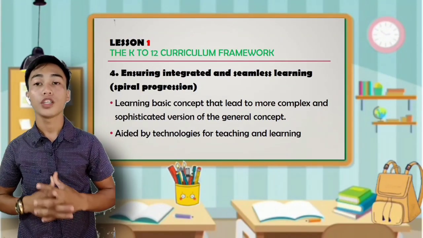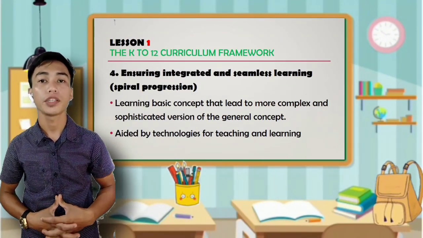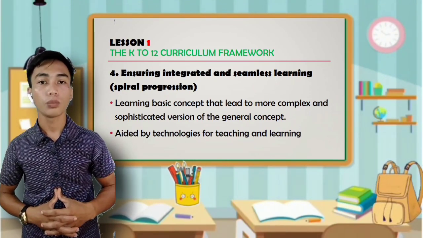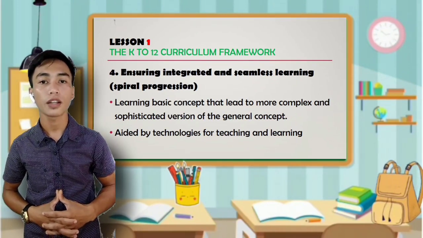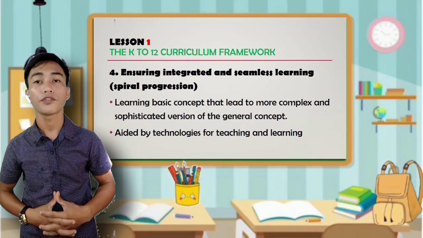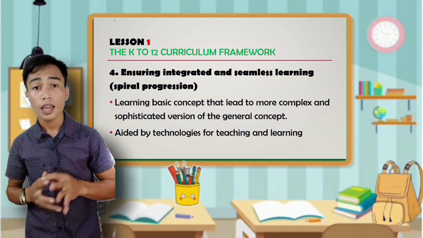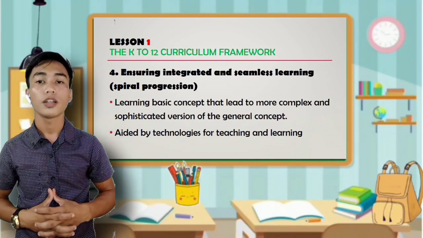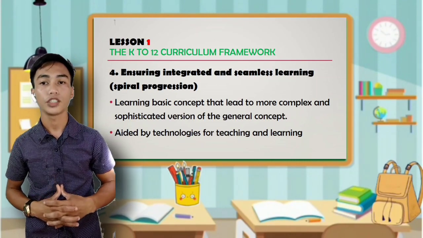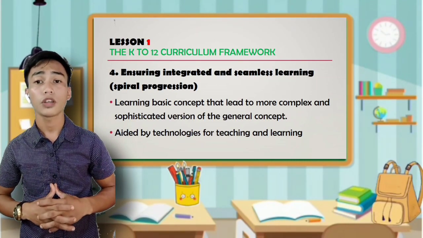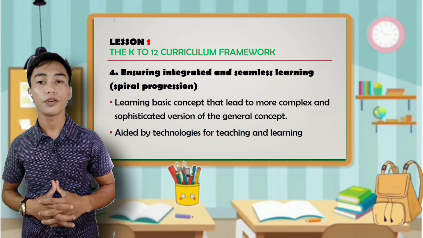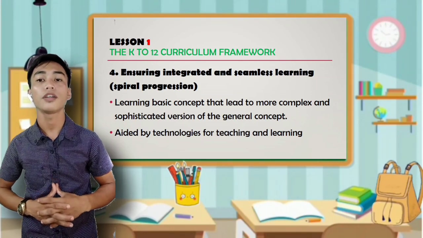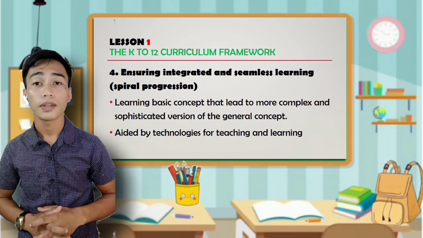Okay, let's proceed to ensuring integrated and seamless learning, or the spiral progression. Spiral progression means learning basic concepts that lead to more complex and sophisticated versions of the general concepts. That entails the technology integration framework that identifies the three types of knowledge instructors need: technological knowledge, pedagogical knowledge, and content knowledge. The students, aided by technologies for teaching and learning, will further strengthen attention and enhance mastery of topics and skills as they are revisited and consolidated time and again.